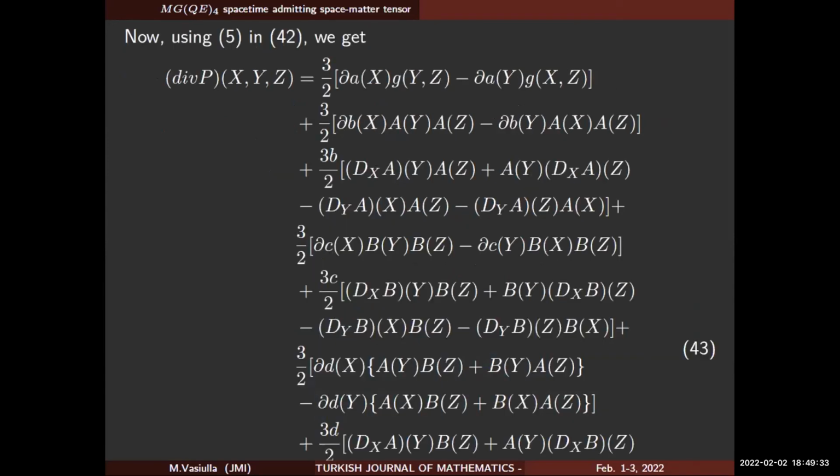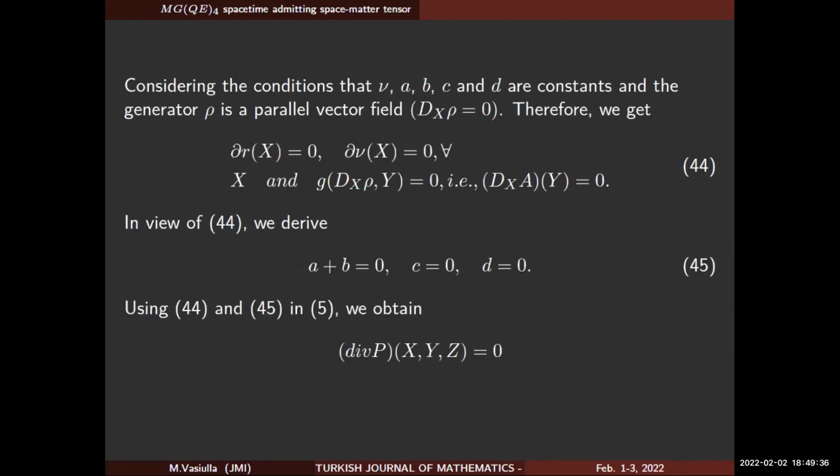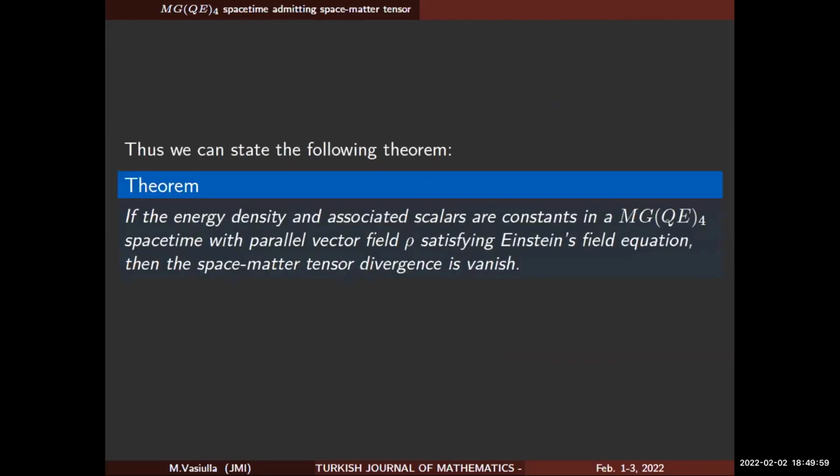Now using 5 in 42 we get 43. Consider the associated scalars are constant, and rho is a parallel vector field, that is dx rho equal to 0. Therefore we get 44, and in view of this we derive 45. Using 44 and 45 in 5 we obtain divergence P x y z equal to 0, and hence we can state the following theorem: if the energy density and associated scalars are constant in a mixed generalized quasi-Einstein space-time with parallel vector field rho satisfying Einstein field equation, then the space matter tensor divergence vanishes.